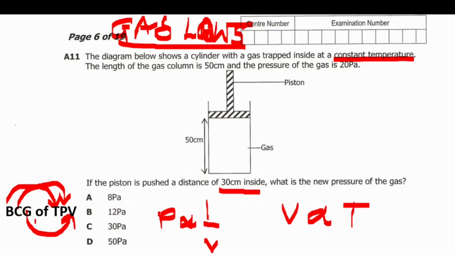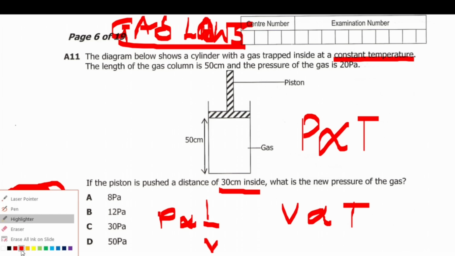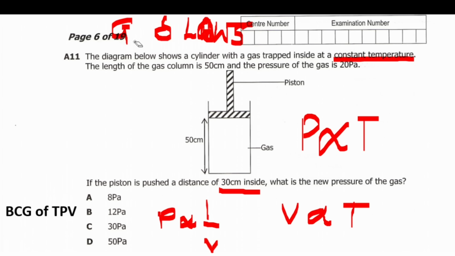Then Gay-Lussac's law states that for a fixed mass of a gas at constant volume, pressure is directly proportional to temperature. So these are the gas laws. Now looking at the question here, the diagram below shows a cylinder with a gas trapped inside at a constant temperature. So the one which deals with constant temperature is Boyle's law. So now here we need to apply Boyle's law to answer this question.